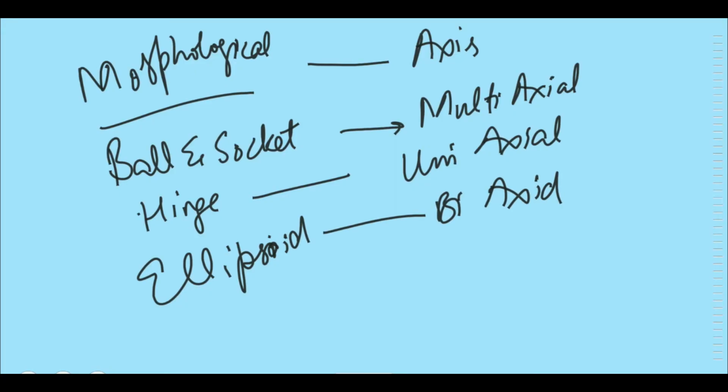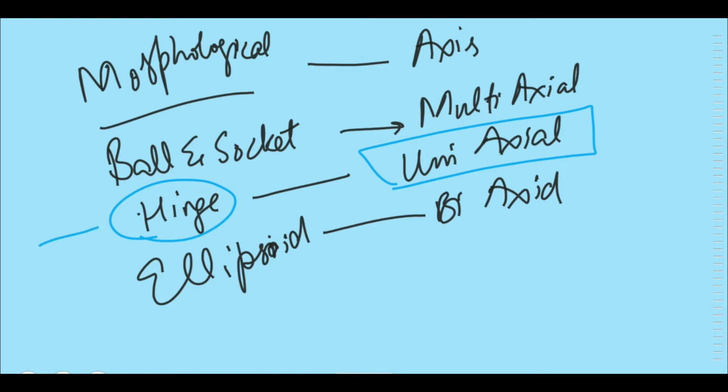Then what is the important fact? What is the rule? The rule is that if you decide on the basis of shape that this is a hinge variety of joint, but that joint is not uniaxial, it has more than two sets of movement, then you are thinking wrong. It's not a hinge variety of joint. It's another variety. You have to think again.